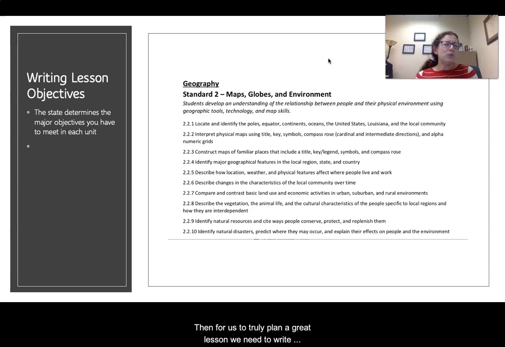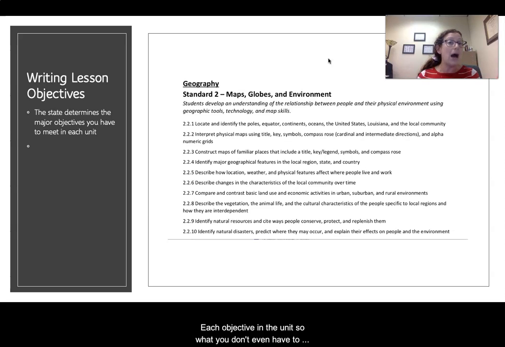Then, for us to truly plan a great lesson, we need to write our lesson objectives. So here's the great thing. In Louisiana, our state determines the major objectives you have to meet in each unit. So for example, this is a geography unit. This is standard 2 in the Louisiana State Standards. And then they break down each objective in the unit.